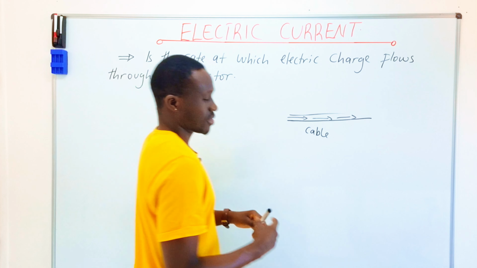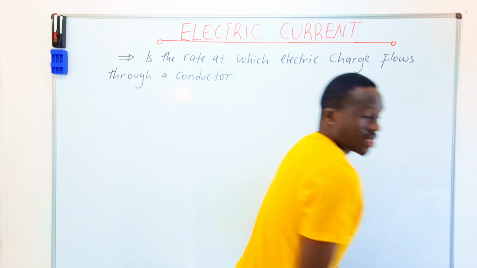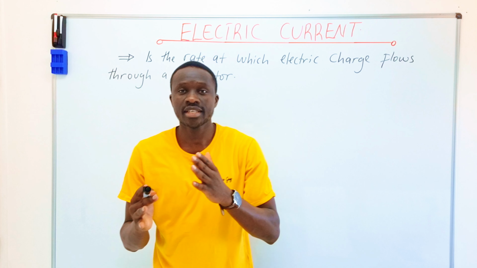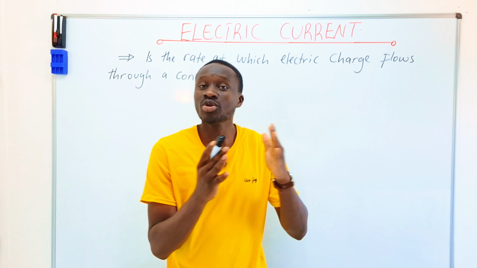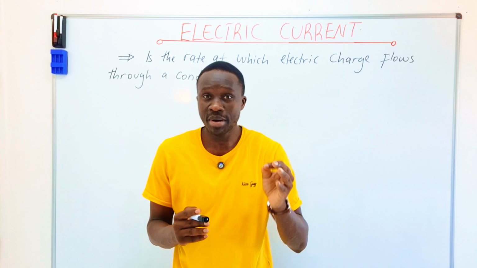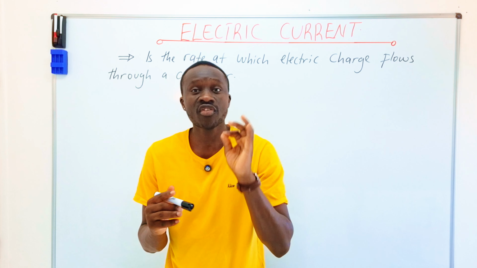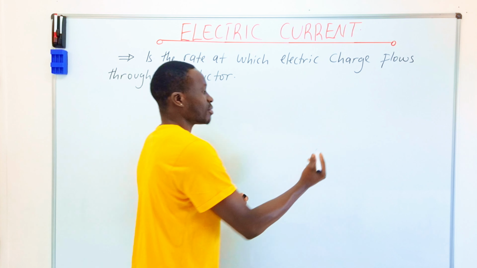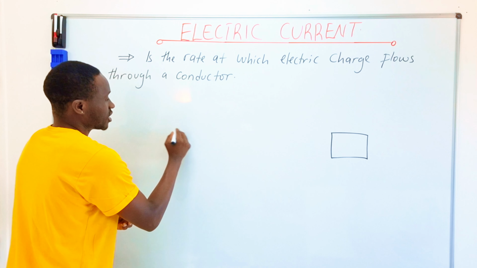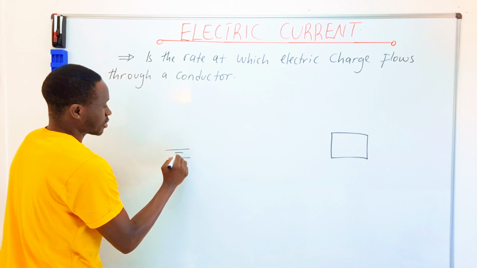Now, let me rub off this. Let me give you some concept. Do you know that a battery is not the one which gives us current? A battery is not the one which gives us current, but a battery only provides for us voltage. This is our battery.